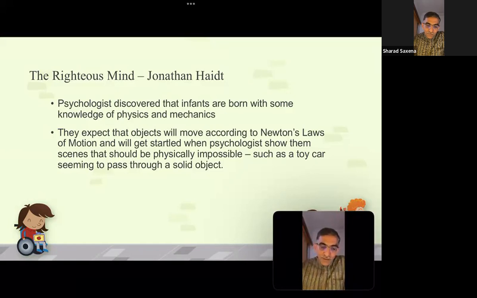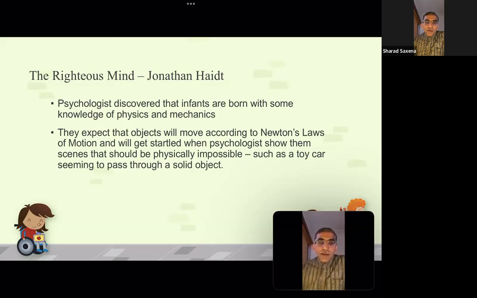He says that infants are born with some knowledge of physics and mechanics, and he has done some experiments to prove that. They expect that objects will move according to Newton's laws of motion. So actually, you don't have to teach them Newton's laws of motion, and they will get startled when psychologists show them scenes that could be physically impossible, such as a toy car seemingly passing through a solid object.